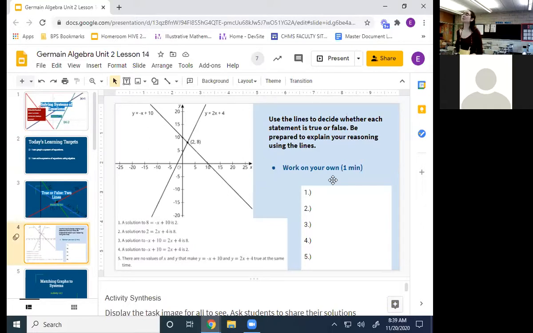So you need to look at these 5 statements down here, 1, 2, 3, 4, 5, and these 2 equation lines, and you're going to take 2 minutes right now to decide, are these statements true or false? You guys can get started. Throw questions in the chat.